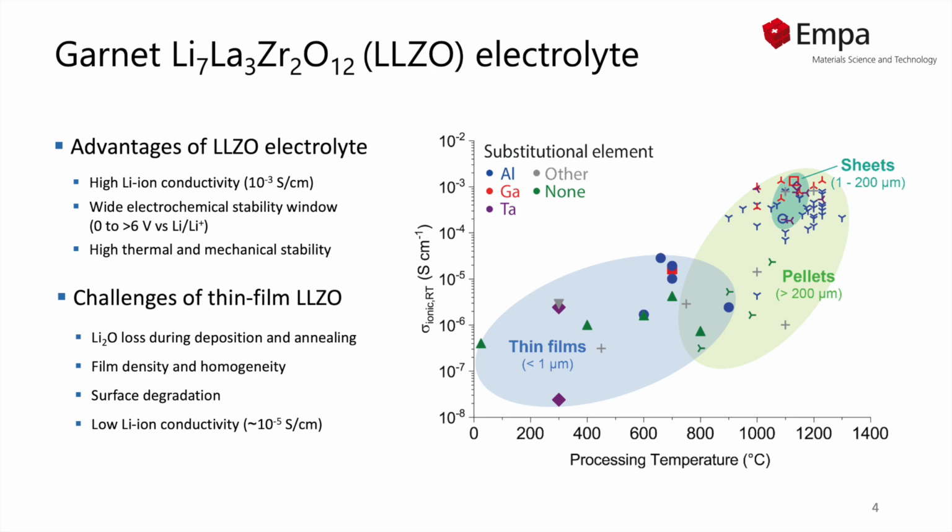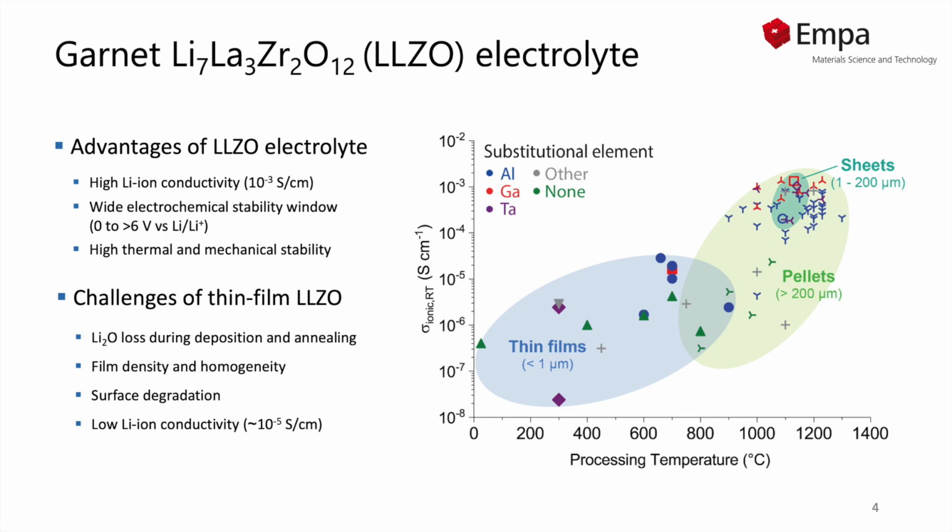All of these challenges lead to lower ionic conductivity in thin films. Typically, thin films have shown ionic conductivities in the range of 10 to the minus 5 siemens per centimeter, which is about 1 to 2 orders below the typical LLZO in pellet form. If we look at this table here, this summarizes the ionic conductivity of both pellets and thin films, and we can observe this gap between conductivities.